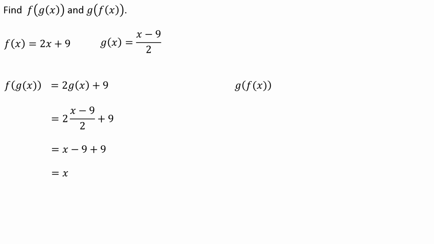Let's try the opposite direction, g of f of x. Of course, anything I plug into g of x, first I have to subtract a 9, and then I divide that quantity by 2. So we'll plug in f of x, we'll subtract 9, we'll divide by 2. Same answer. Oh, do you see what f of x and g of x are? They're inverse functions of each other, aren't they?